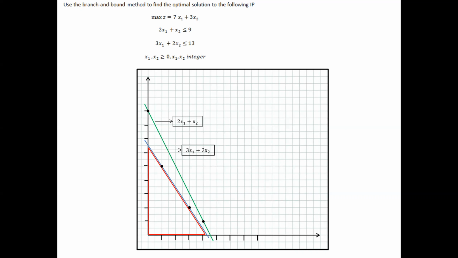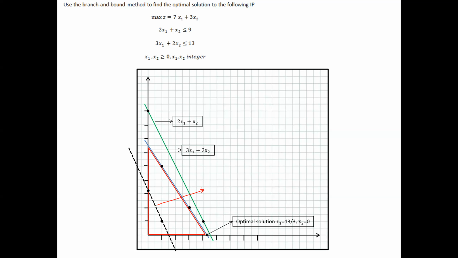At this point, the next step, as we have discussed in class, is to draw the isoprofit line. If we move that isoprofit line in a parallel way in this direction, we should be able to find the optimal solution for this problem, which is that corner point right there. The optimal solution is x1 equals 13/3, x2 equals 0. As I mentioned already, this is the LP relaxation solution, and it's not an integer solution. So we want to find an integer solution now.